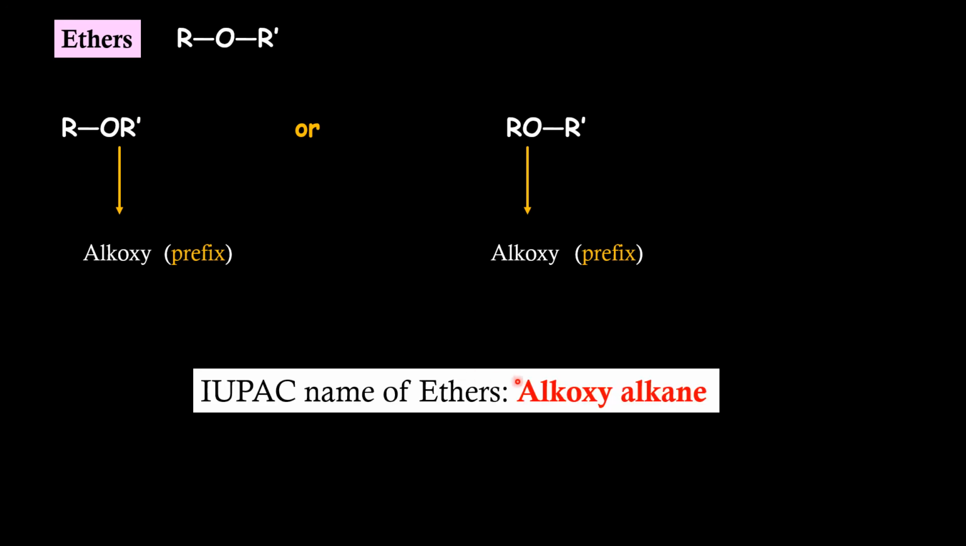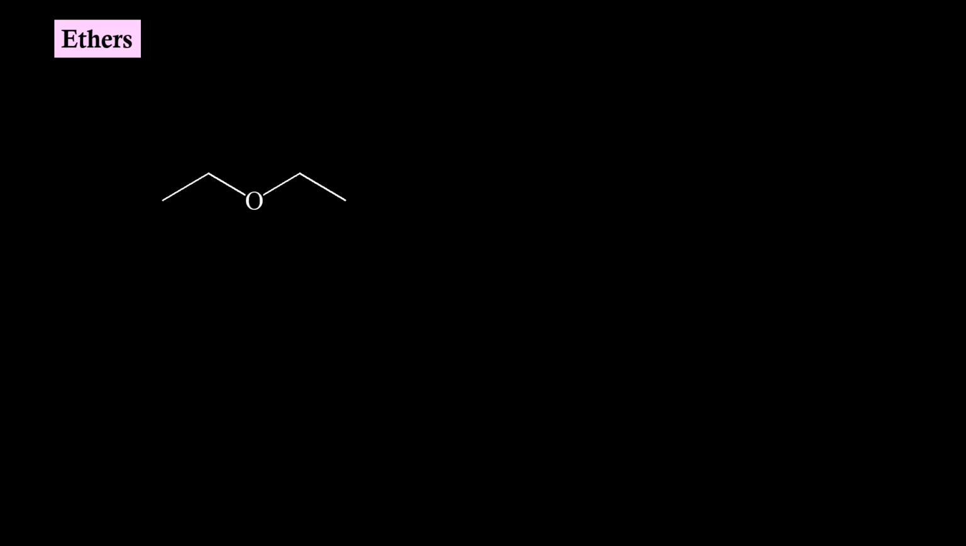OR- of this molecule, or RO of this molecule, is called alkoxy. These alkoxy groups are considered as prefixes, in particular secondary prefixes, while giving the IUPAC nomenclature for ethers. If we are considering OR- as a secondary prefix, then R will be our parent chain. So the IUPAC name of ethers will be alkoxy alkane.